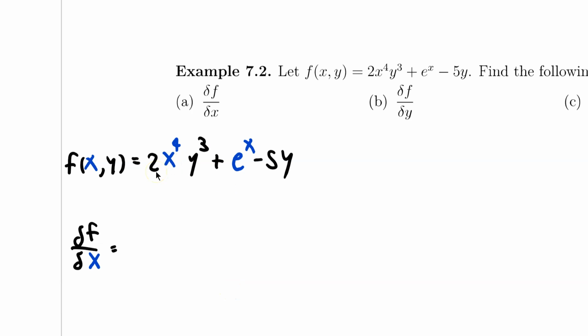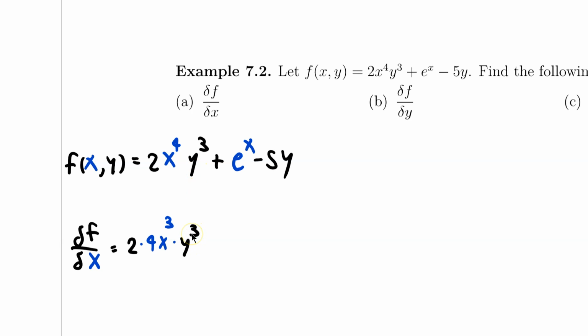So if I take the derivative with respect to x, let's see what I'm going to get. 2 is a number, so it stays there. Y cubed, well, I'm going to treat y as a number, so y cubed stays the same. And the derivative of x to the 4th is going to be 4 times x cubed. So this is the derivative of my first term. Notice how x to the 4th becomes 4x cubed, but because this is the derivative with respect to x, my y cubed just stays the same.